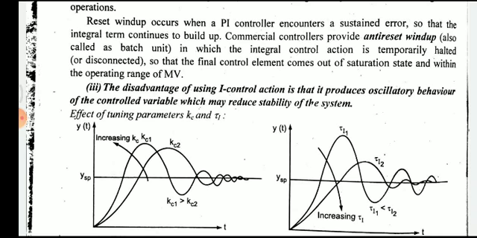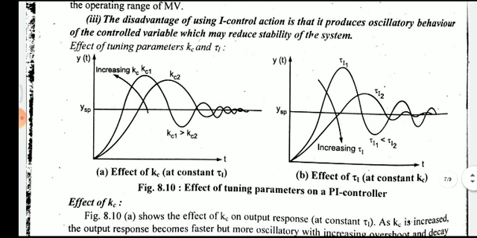And this may reduce the stability of the system. So here are the effects of Kc and the tuning parameter tau1. Here we can see that Kc1 is greater than Kc2, so Kc1 gives greater oscillations. In the second figure on the right-hand side, which indicates tau1, tau1 is less than tau2, so increasing the value of tau1.